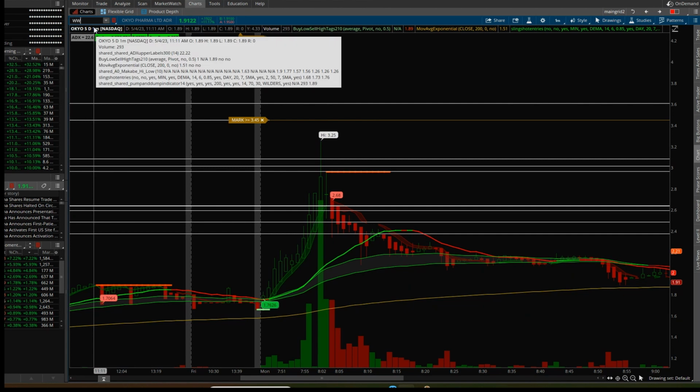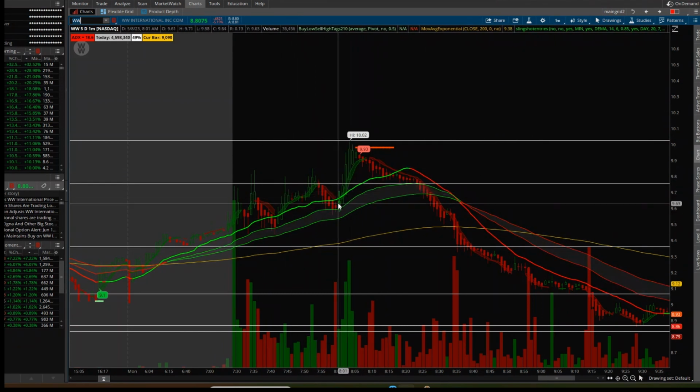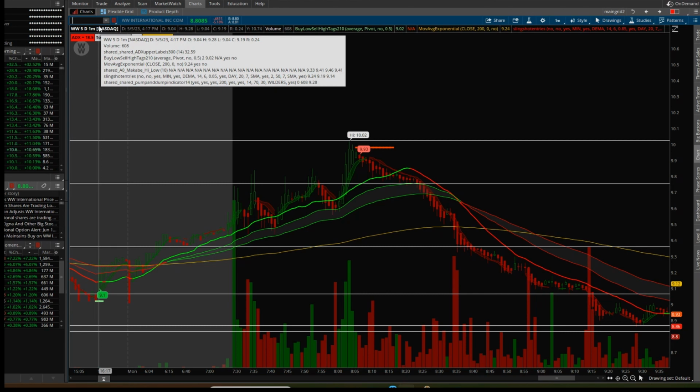Weight Watchers, I think we missed that. Unless you were swinging it, it moved kind of quickly here to the $10 target. It's a swing, so I really wasn't focused on it. I know you guys really aren't swinging.